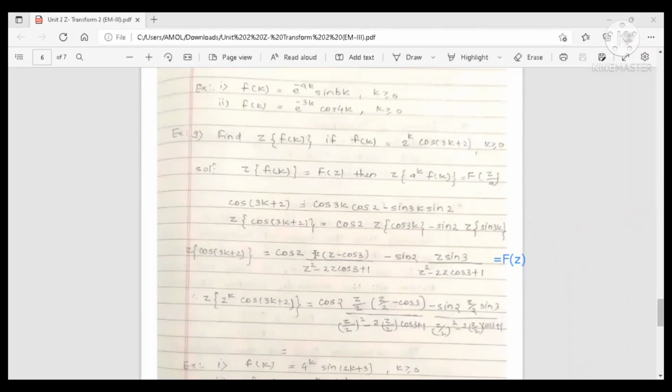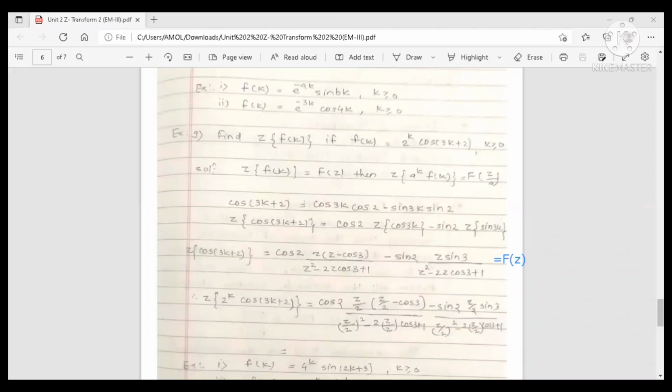So replace every term of z by z by 2. So cos 2 as it is, z by 2 into bracket z by 2 cos 3 upon z by 2 also into z by 2 cos 1 minus sin 2 as it is, z by 2 into sin 3 upon z by 2 whole square minus z by 2 cos 3. Every term of z is replaced by z by 2.